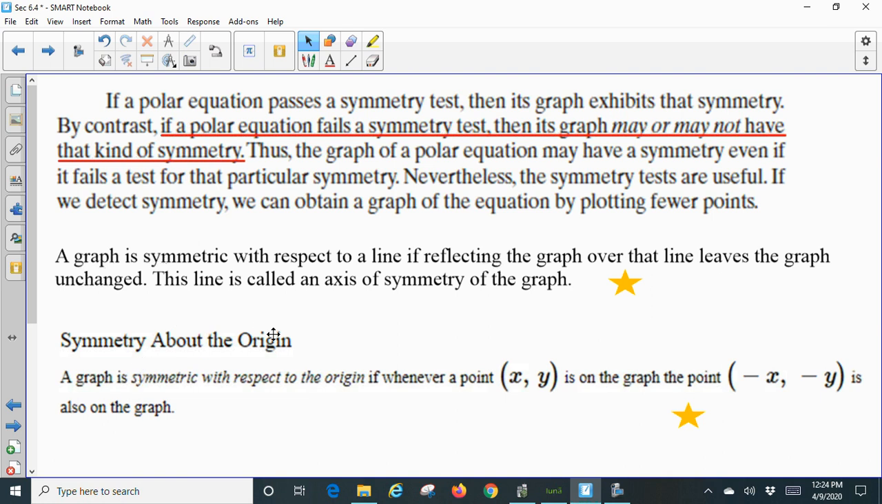Symmetry about the origin. This is when we were graphing by transformations in both Algebra 2 and Trig, and in this course, for that matter, we never really talked about origin symmetry. Origin symmetry is for every point (x, y), there's a point (negative x, negative y). So if I knew that (3, 5) was on my graph, then (negative 3, negative 5) would also be on my graph. So when I do the test for symmetry, I can get 1 point, say it passes symmetry, and then I have multiple points.